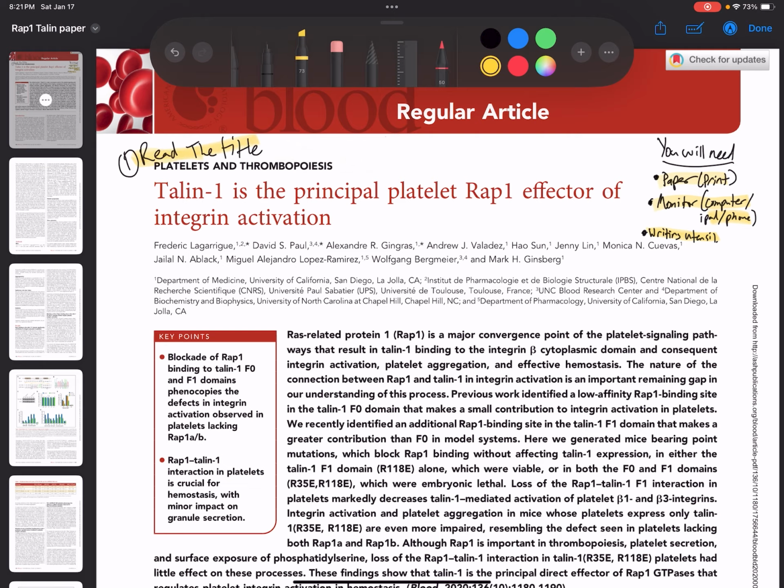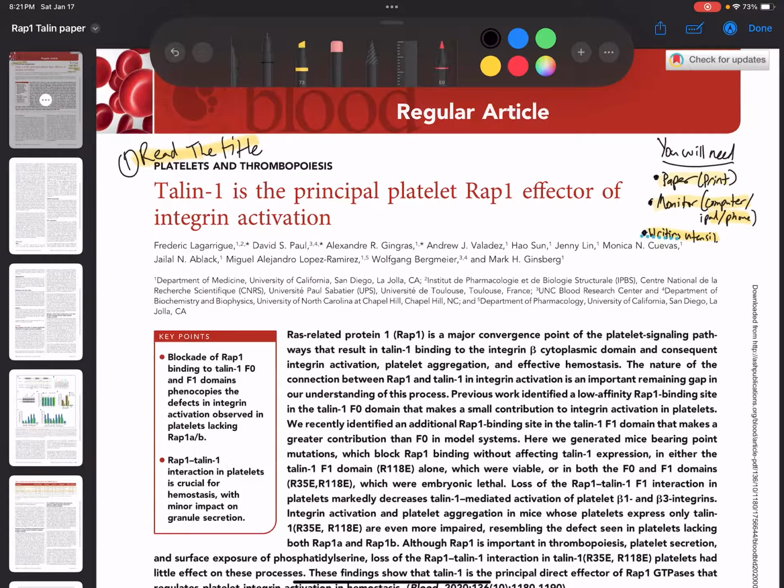This seems a little bit intuitive and a little bit too obvious, but we really like to just give you the main point of the paper. And if you need to, spend time trying to figure out what each of these components are. So for this example, we say Talin 1 is the principal platelet RAP1 effector of integrin activation. Now, if you're not in the field, none of that will make any sense.